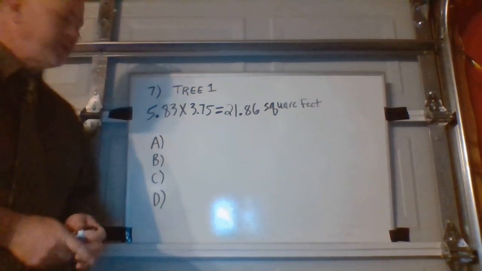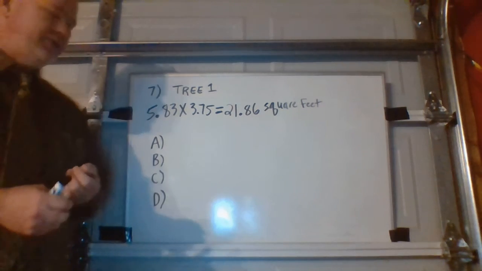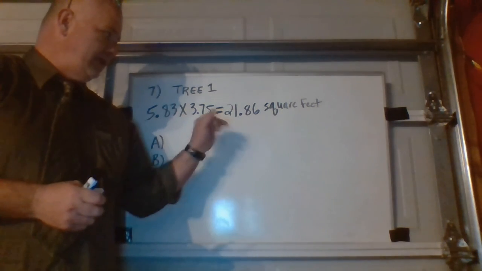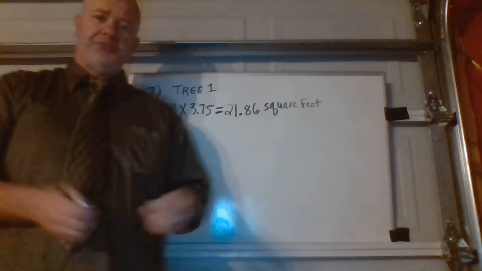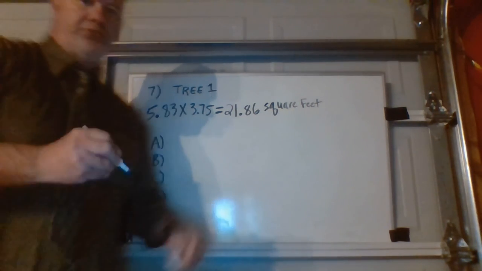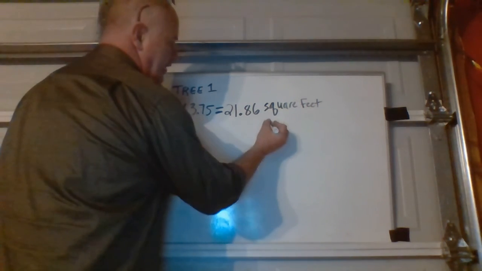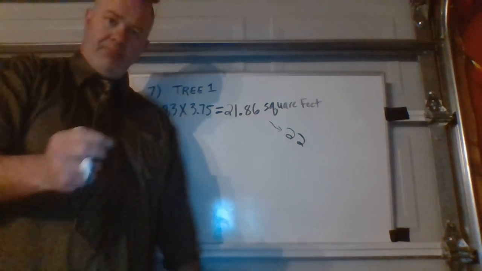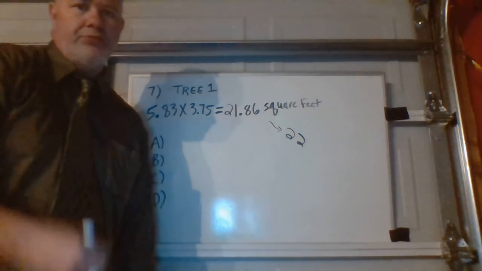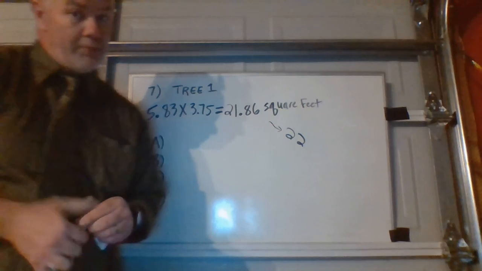So using our calculator, we know 5.83 times 3.75 equals 21.86 square feet. The question did say go ahead and round to the nearest square foot. So we know that rounds to 22. What I'm going to do is take a moment to write the multiple choice answers because I want to look at that with you for a moment.